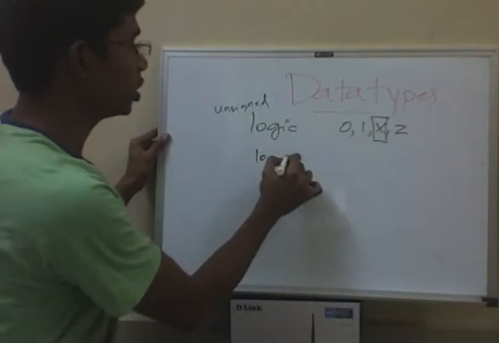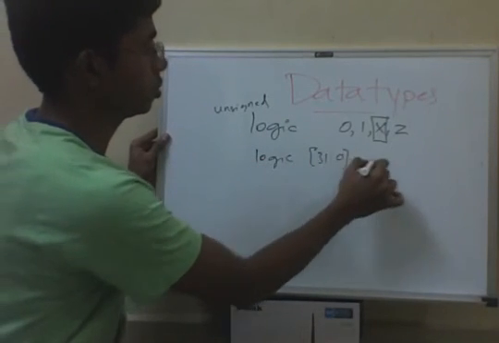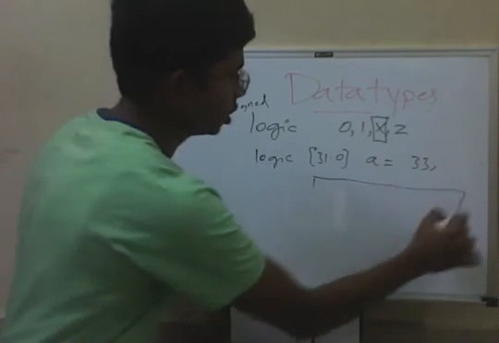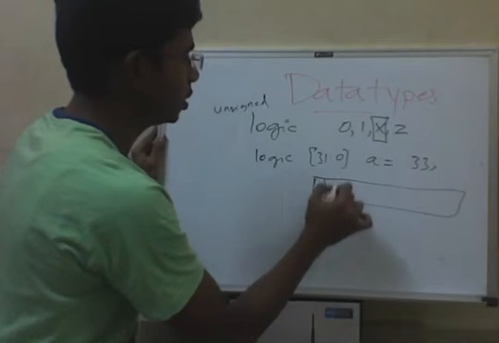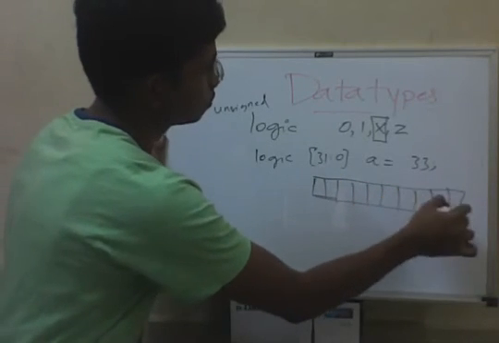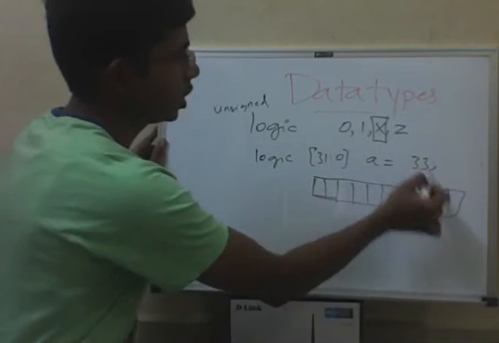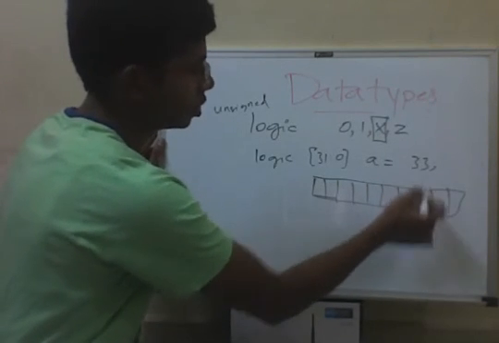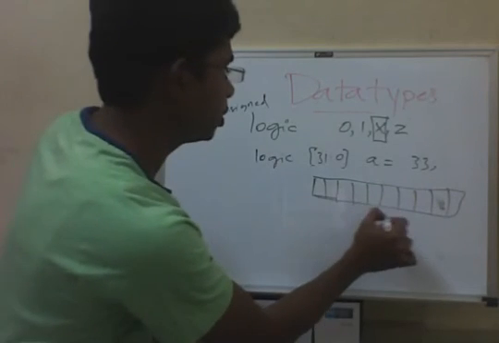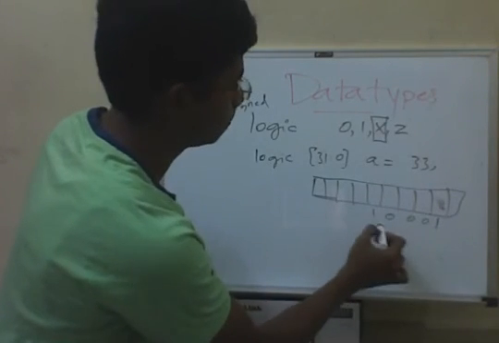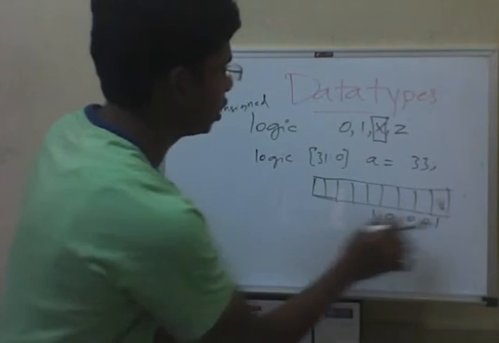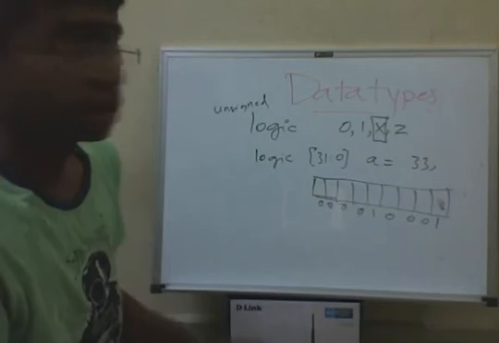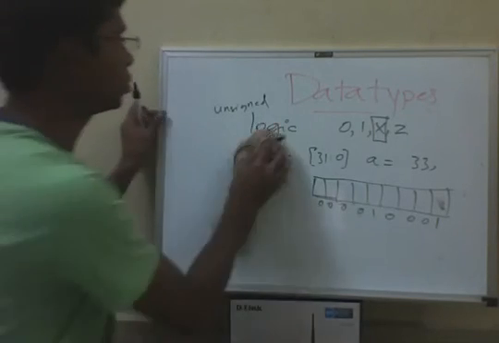That means it is always going to be positive. If I say logic 31 down to 0, A equals 33, that means there will be 32 bits like this, and 33 is going to be stored in binary format. The binary equivalent will be 100001. Accordingly it will store the remaining all zeros. That is how it is going to store.